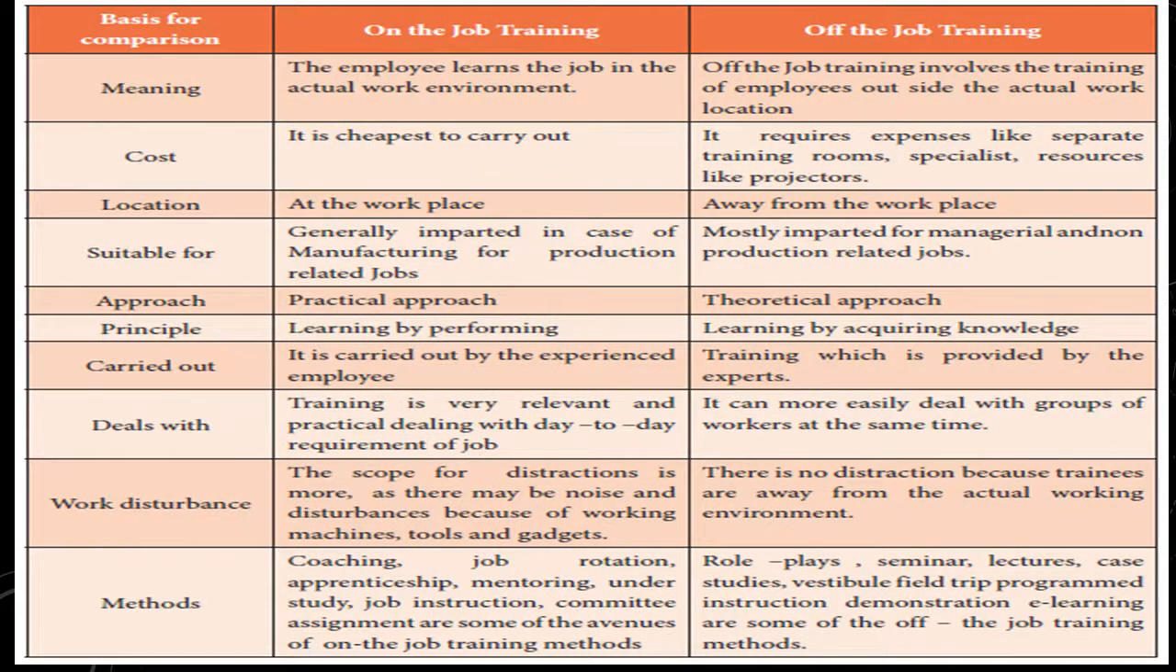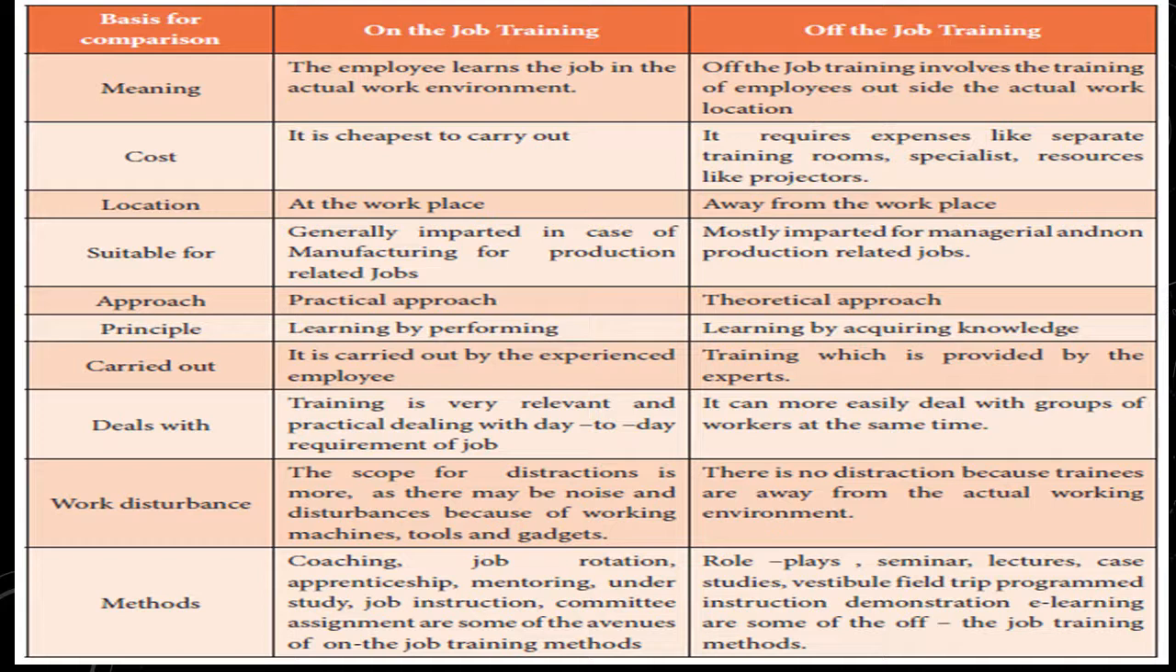Look at the chart. Basis for comparison: on-the-job training, off-the-job training. Let us see the meaning first. Here the employee learns a job in the actual work environment. In off-the-job training, the training of employees takes place outside the actual work location. That is, training is given in the work spot itself. Training is given out of the work spot.